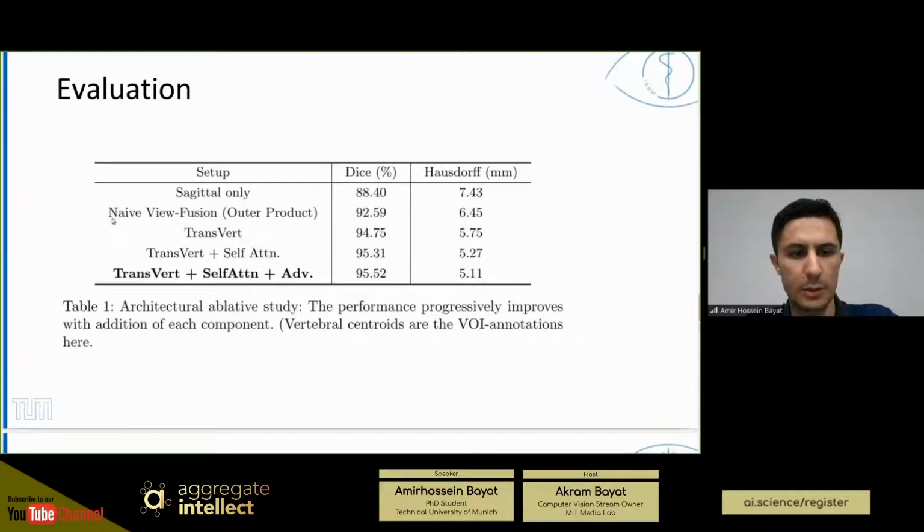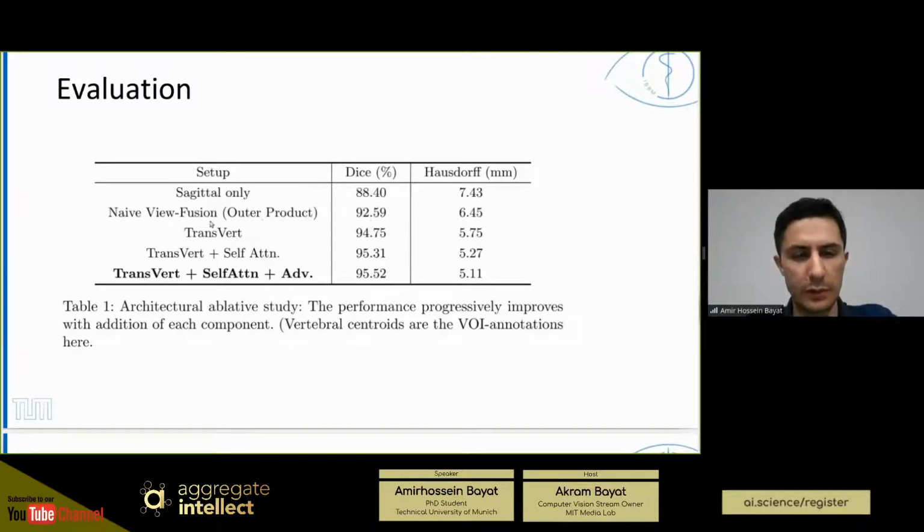After that, we used the naive view fusion, or outer product of the different views, and we have the results in there. As you can see, there is a significant improvement after including the other view as a network input. As I mentioned in the previous slides, some vertebrae are not visible from one view, but they are visible from the other view, probably because they are being occluded by the other bones or other tissues. By including the other view in the second experiment, we have improved the DICE score.